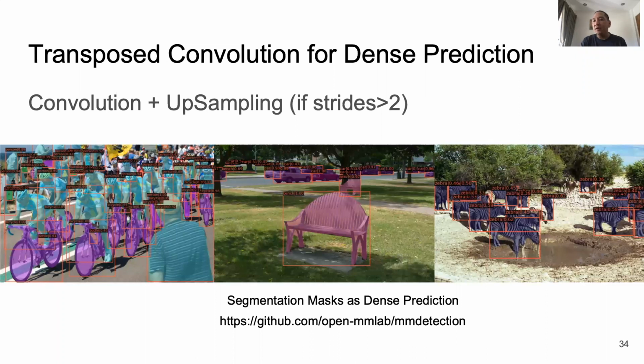Usually, upsampling and convolution are combined together. This operation is known as transpose convolution. This operator is useful in generating dense predictions such as object segmentation masks, as shown on this slide.